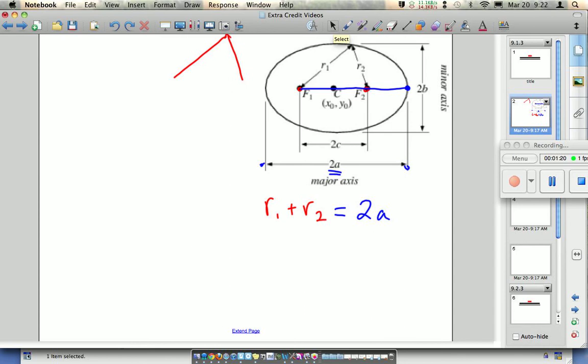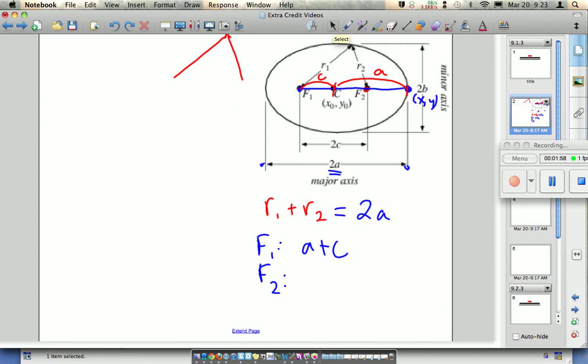So let's take a look at the distance from F1 to this point, x y, or in what we know is a comma 0 in this case. Let's take a look at the distance there. We know the distance from here to here is a. We also have a name for this distance, we call that c. Remember, the distance from the center to the focus is c. So the distance from F1 to that point is a plus c.